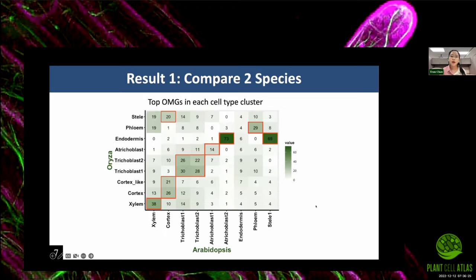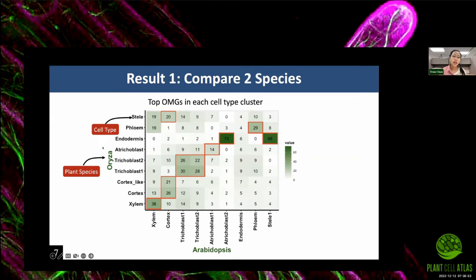The first one is the comparison between 2 plant species. Totally, we have 3 heat maps for 3 comparisons. This slide shows one of them. This is a pairwise comparison between rice and Arabidopsis. We use the top OMGs from 200 marker genes in each cell type cluster and find the common OMGs between 2 species' cell type clusters.